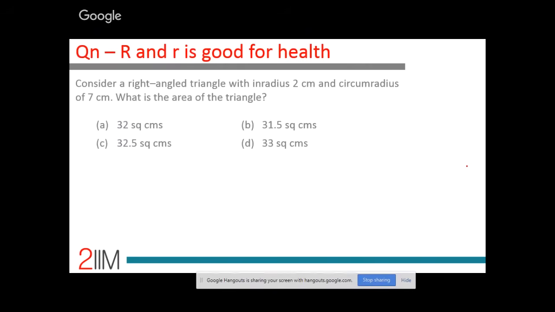Give this a go. Consider a right angle triangle with inradius 2 and circumradius of 7. What is the area of the triangle? Right angle triangle with inradius 2 and circumradius 7.